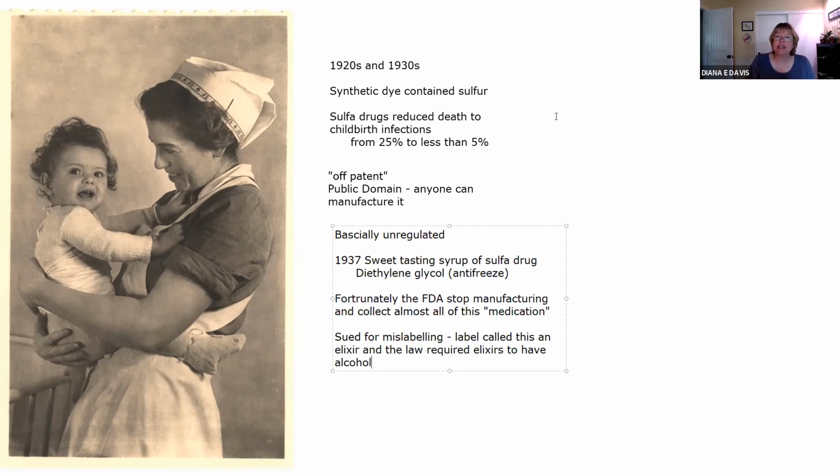As a result of this event in 1938, the government passed the Food, Drug, and Cosmetic Act, which added regulations to food, medications, and cosmetics, and started adding oversight into how medications were manufactured. So it really gave some power to the FDA to regulate medications.